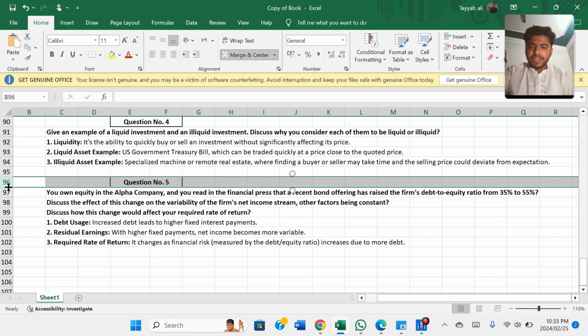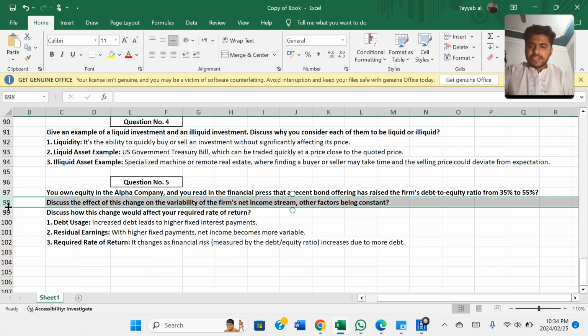And question number 5. You own equity in Alpha Company and you read in the financial press that a bond offering has raised the firm's debt to equity ratio from 35% to 55%. Discuss the effect of the change on the variability of the firm's net income stream, other factors being constant. Discuss how the change would affect your rate of return.